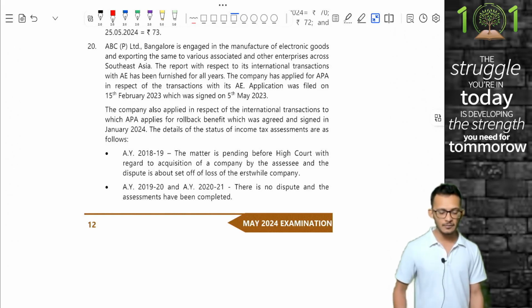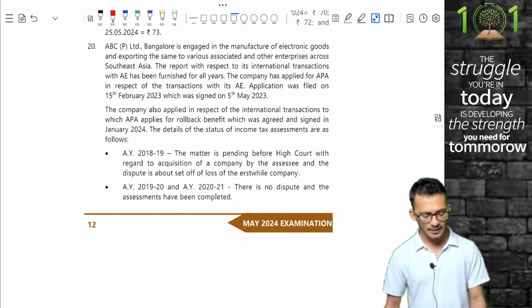Application was filed on 15th Feb, which was signed on 5th May. The company has also applied in respect of the international transactions to which APA applies for rollback benefits.